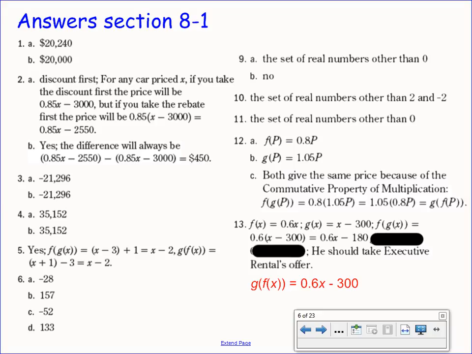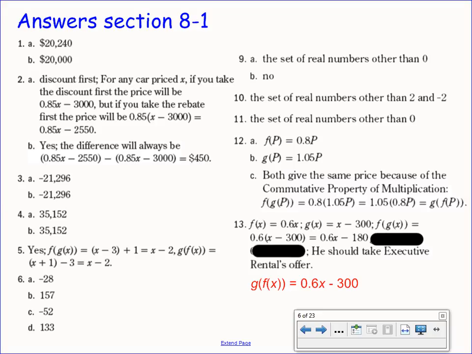12, f of p is 0.8p. B, g of p is 1.05p, and you can get that by 1p, right? P plus 0.05p would be 1.05p. C, both give the same price because of the commutative property of multiplication. We're talking about commutative is just order doesn't matter, right? A plus b is the same as b plus a. C times d is the same as d times c.